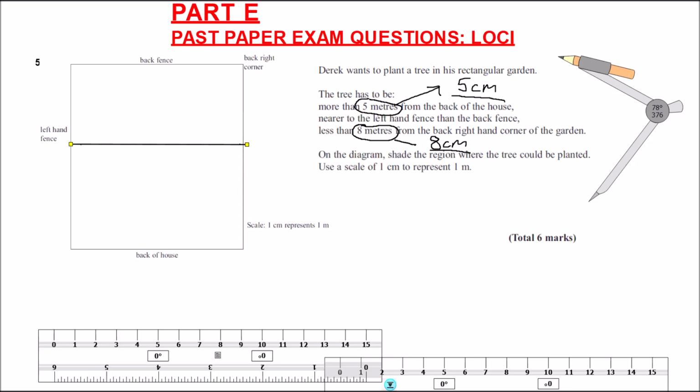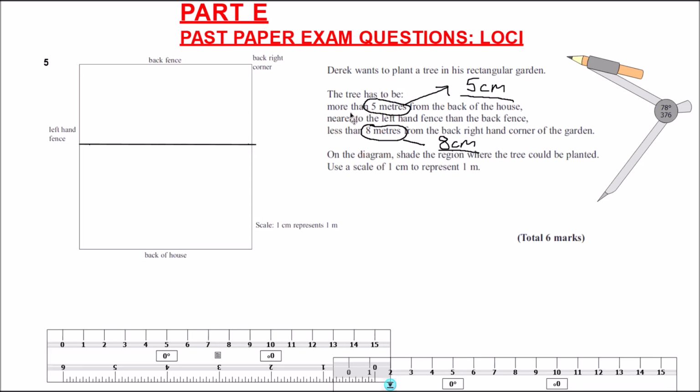And because we're told that the tree's got to be more than 5 centimeters away from the back of the house, it's got to be up here in this region. It can't be anywhere in here. So this region here is just a big fat no. You can't put it in here.